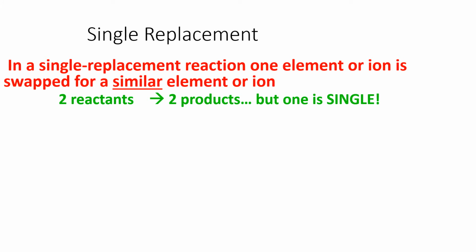Another reaction type is single replacement. From the word single, it means one replacement. In a single replacement reaction, one element or ion is swapped for a similar element or ion. On the reactant side, we have 2 reactants, and on the product side, we also have 2 products. But one is single.